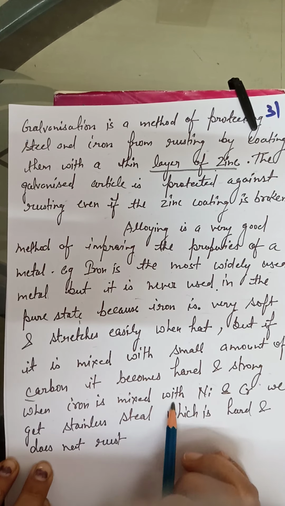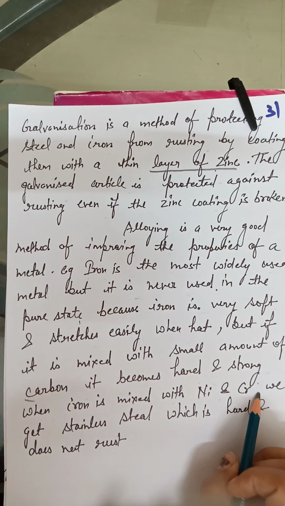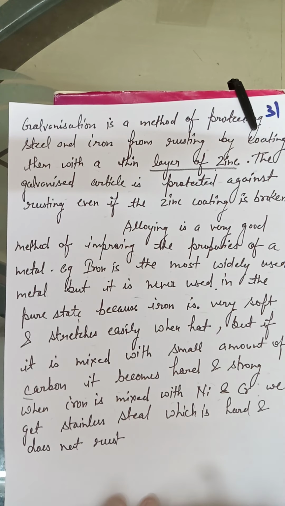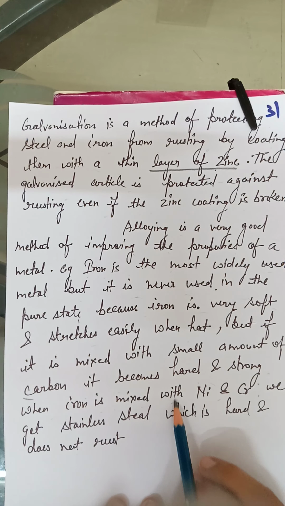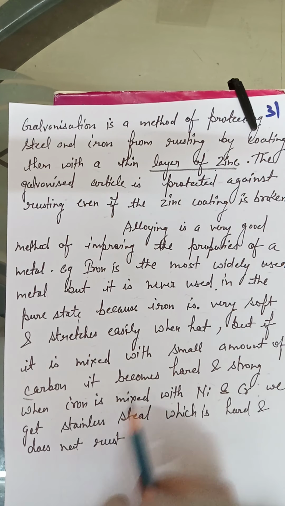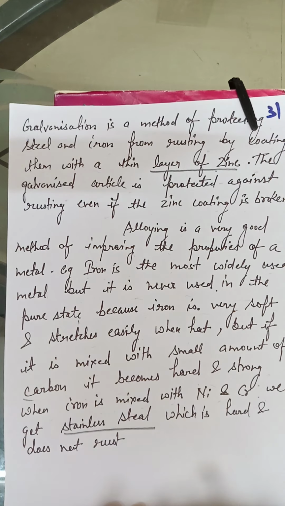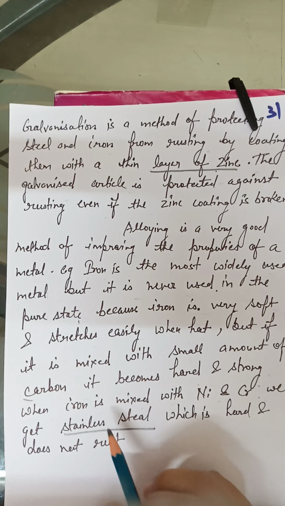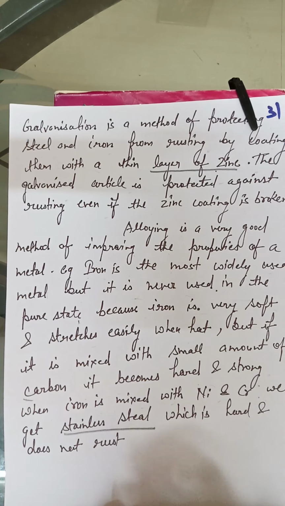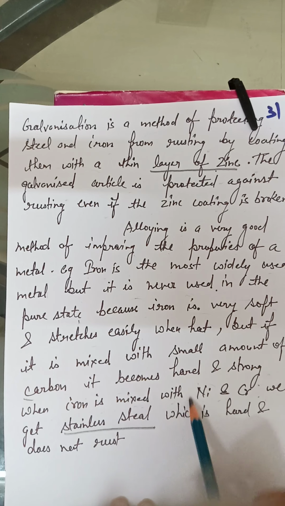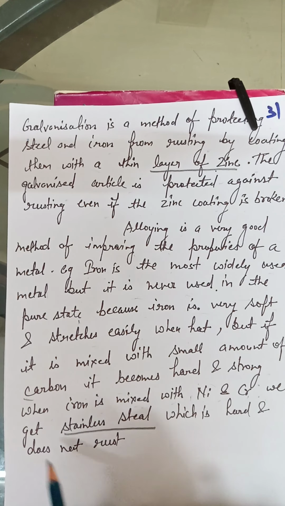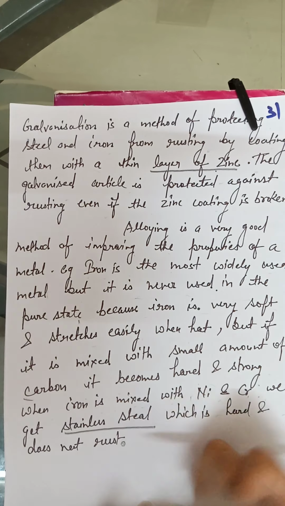When iron is mixed with nickel and chromium, this is a 1 mark question. So how can we get stainless steel? When iron is mixed with nickel and chromium, we get stainless steel. There is a question of 1 mark: stainless steel is an alloy of iron with nickel and chromium, iron with nickel and gallium, or iron with nickel and germanium. So different options are there, and you have to choose the option iron mixed with nickel and chromium. That is why we get stainless steel, which is hard and does not rust. Okay students.